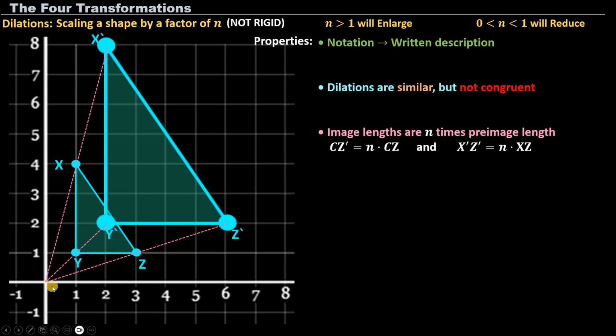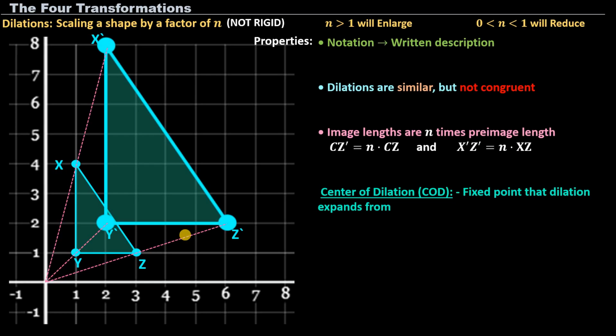So C here being that point that it's coming out of, C to Z and C to Z prime is a scale factor of 2. And then XZ, so the distance from X to Z and the distance from X to Z prime is also a scale factor of 2 to get from one to the other. The center of dilation, that C that's being referenced, is the fixed point that your figure is expanding from. So in this case it is the origin, because we see that they're all coming out from there. So you can always draw a line connecting the dots and it will lead you straight back to the center of dilation.